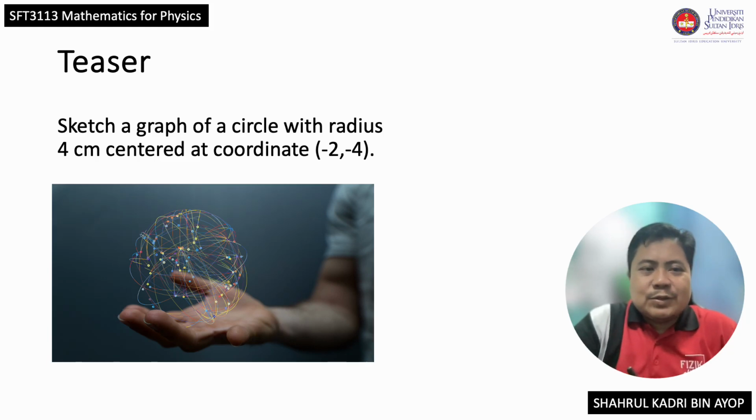Could you sketch a graph of a circle with a radius of 4 centimeters centered at the coordinate (2, -4)? Could you do that? Okay, let's go.